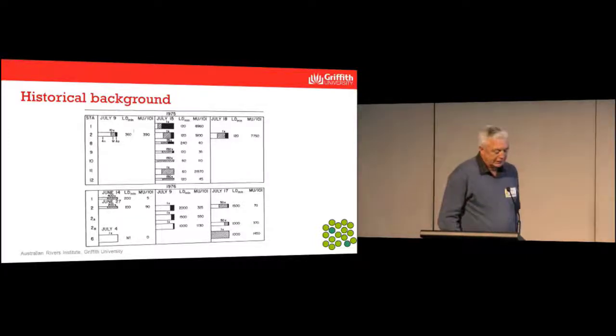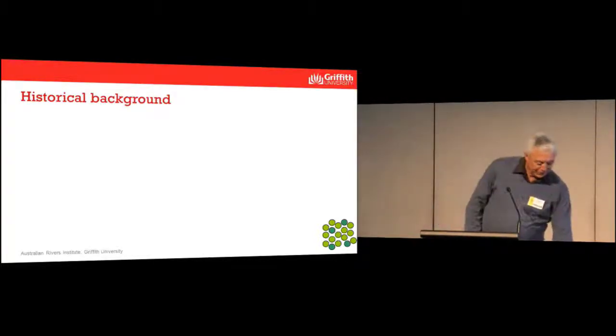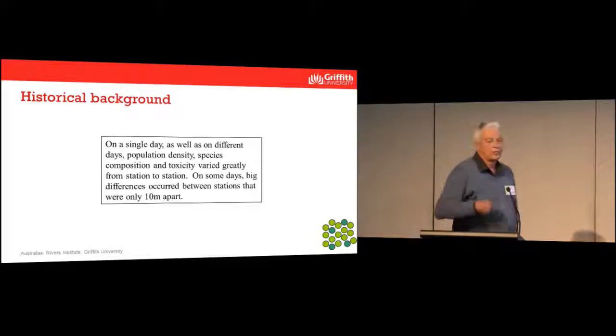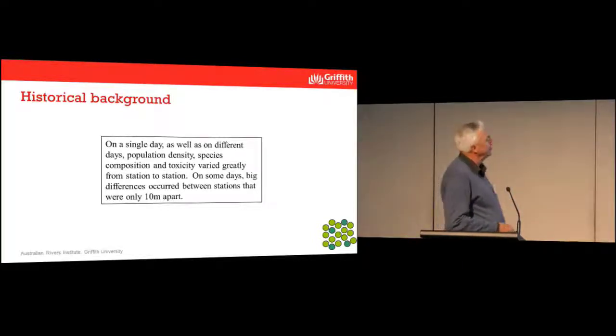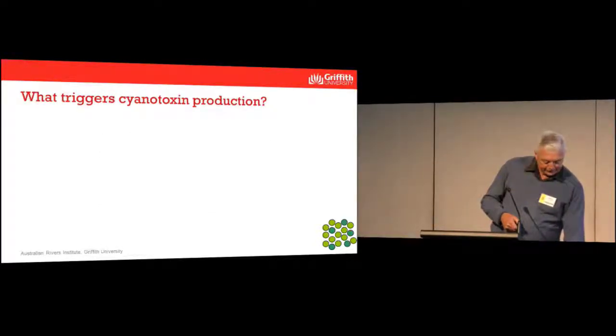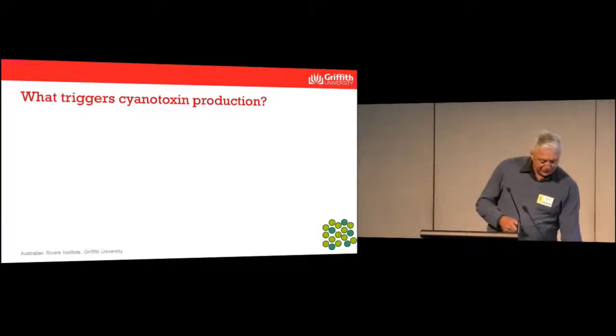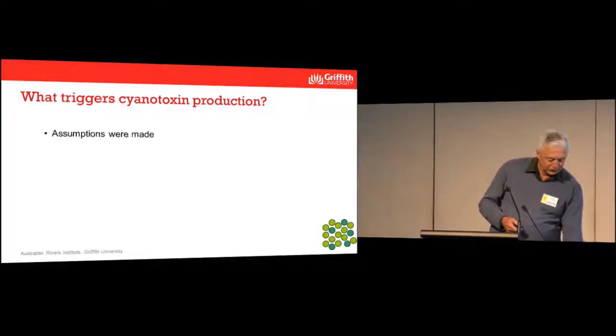So this sort of led to a little bit of dogma, and people started to ask what was driving those toxicity changes. They actually said that on a single day, as well as on different days, population density, species composition and toxicity varied greatly from station to station, and on some days big differences occurred between stations that were only 10 metres apart. So that led researchers around the world to start to wonder what drives those toxin production changes, what triggers these organisms to produce these toxins.